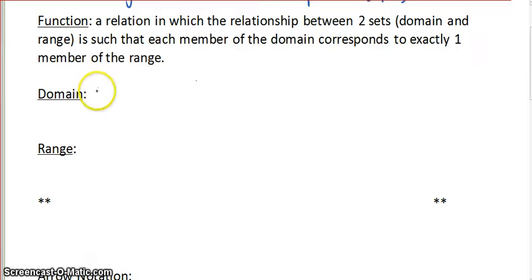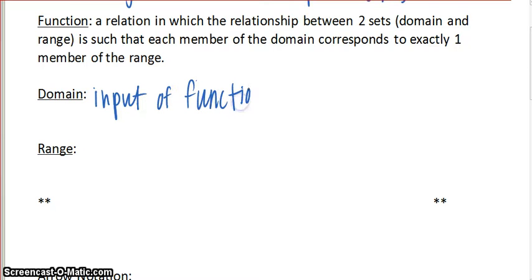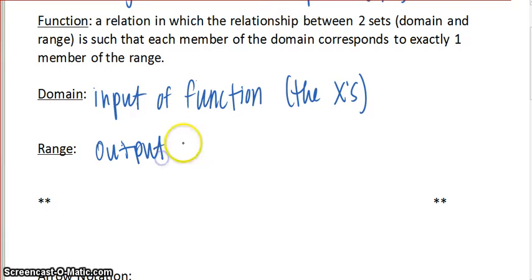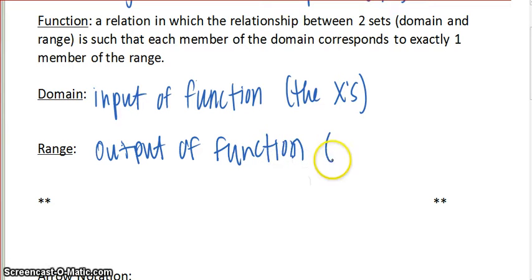So domain is the input of the function, which are the x's. So you have x and y coordinates. Well, the domain is the x coordinates, whereas the range is the output of the function, and what's left? The y's. So the domain involves the x's, the range involves the y's.